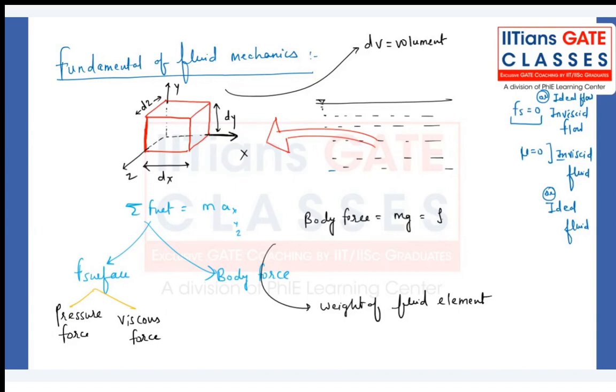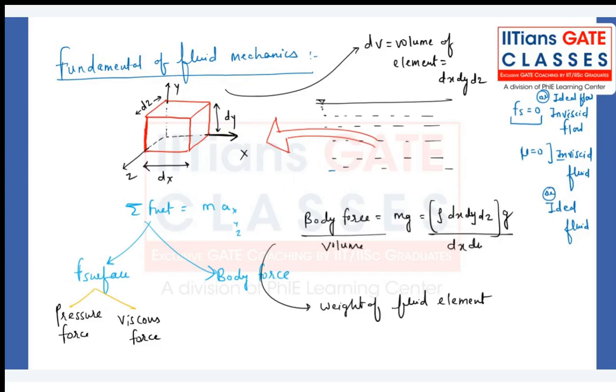I am considering a small volume dV in the whole liquid. Volume of this element will be what? dx, dy, dz, right? So volume of that fluid element will be dx dy dz, into g, right? So my dear friends, if I want to write the body force per unit volume, then what can I write? dx dy dz will cancel out. So what will be my body force? Rho into g. Is that clear, all of you?